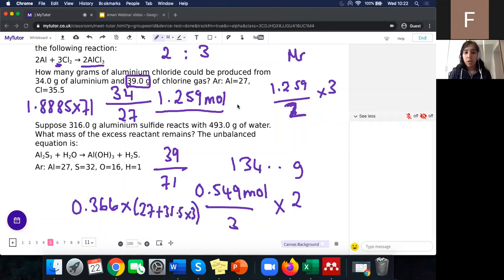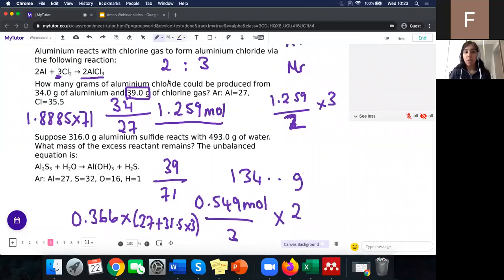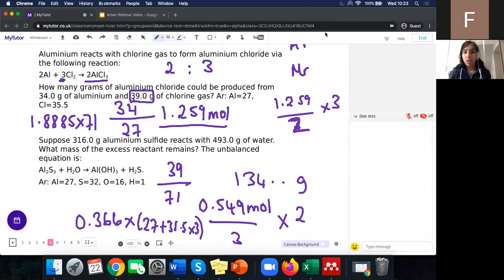48.861. Great, the MR is 133.5, that's exactly correct. So we do 133.5 times 0.366, and that should give you an answer of about 48.862, and then to 3 significant figures, that is 48.9. So the final answer then is 48.9 grams of aluminium chloride. Excellent, well done everyone.